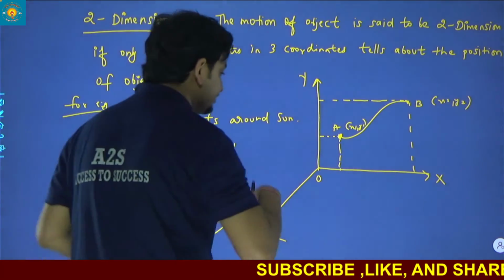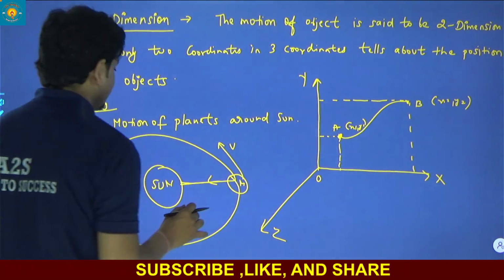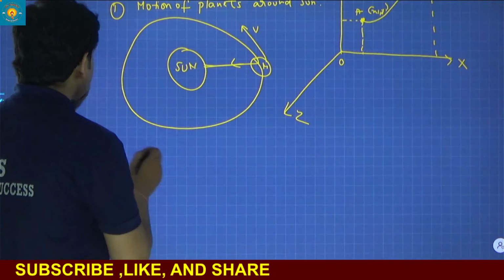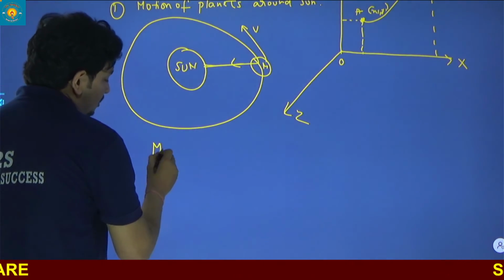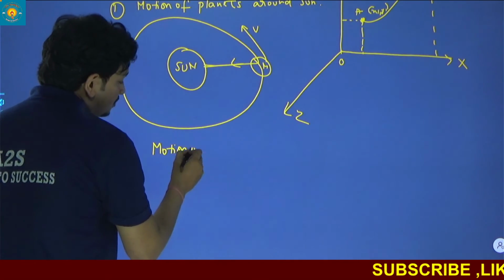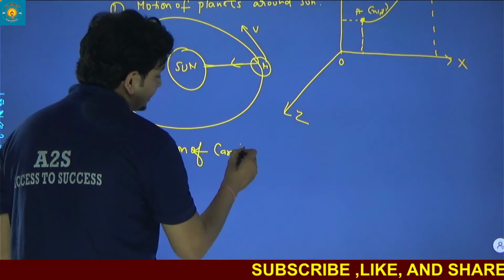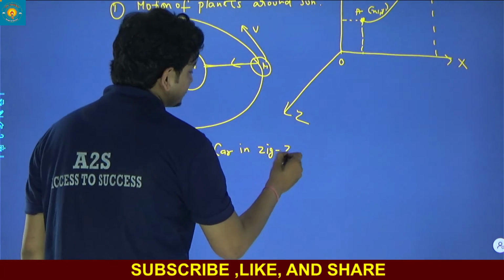Second, if we talk about the earth, motion of a car in a zigzag path.